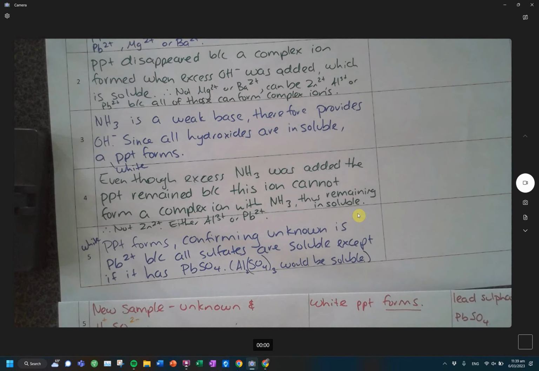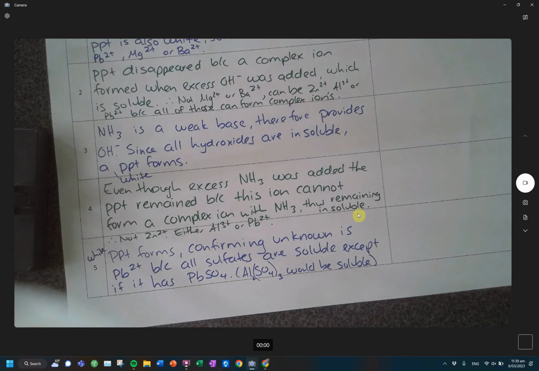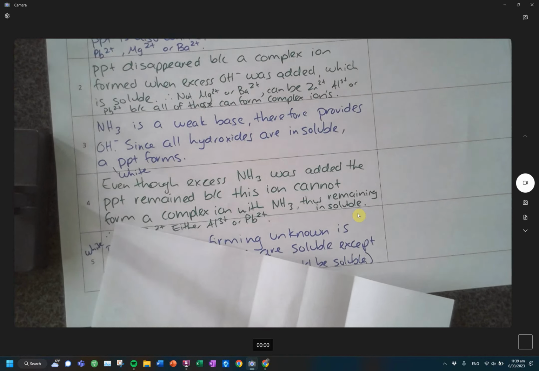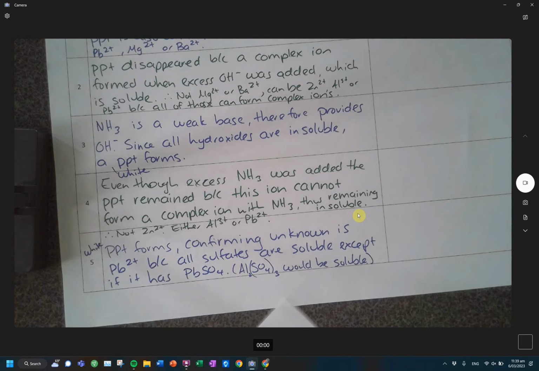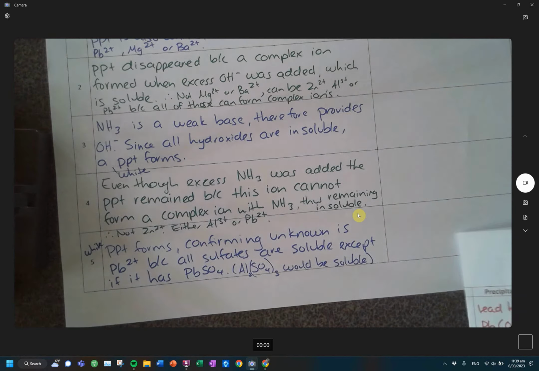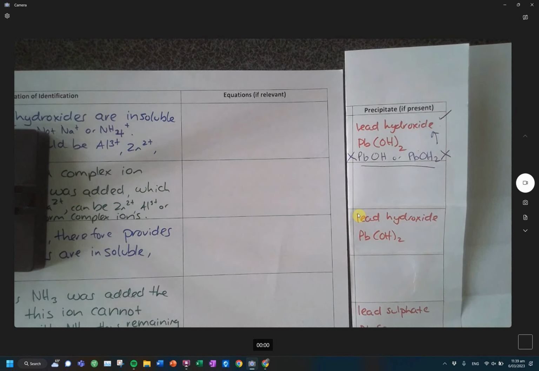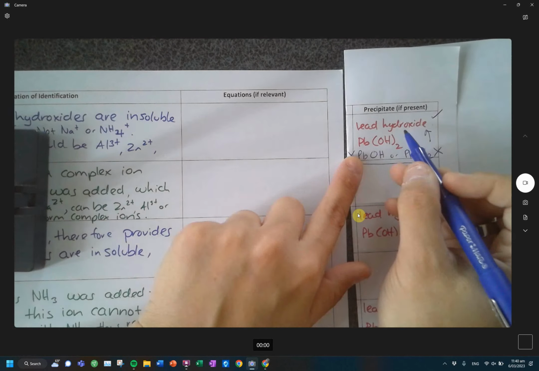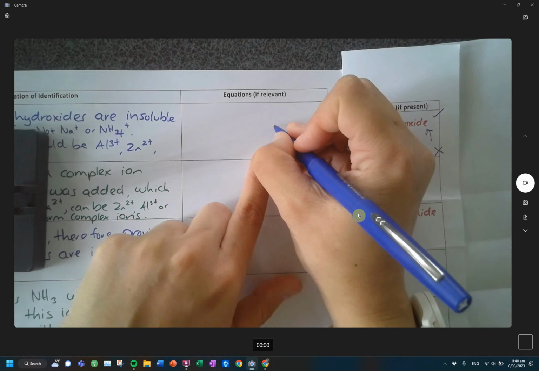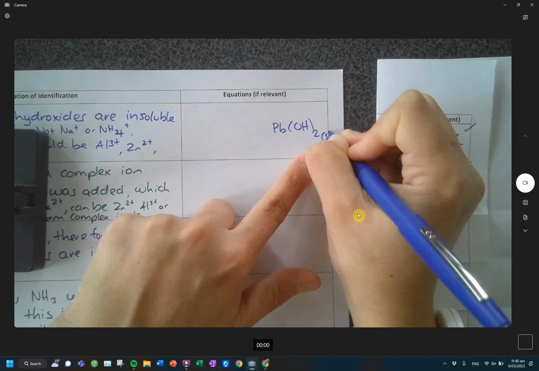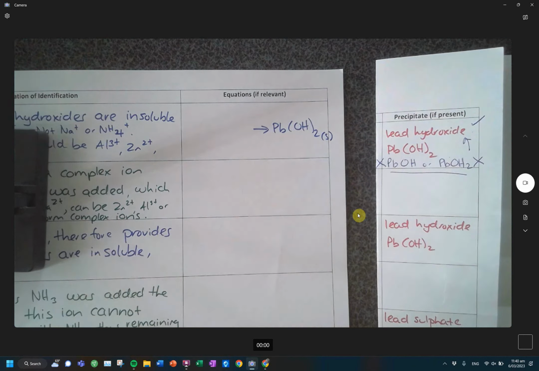Cool. All right, keep going. All right, equation time. Yes? Okay. For the equation, to make your lives easy, look at your sheet to see what you have identified as your precipitates and just use that and work backwards. So for that first reaction, I've identified lead hydroxide. So start with Pb(OH)2, that is my solid, and work your way backwards to include the two ions.